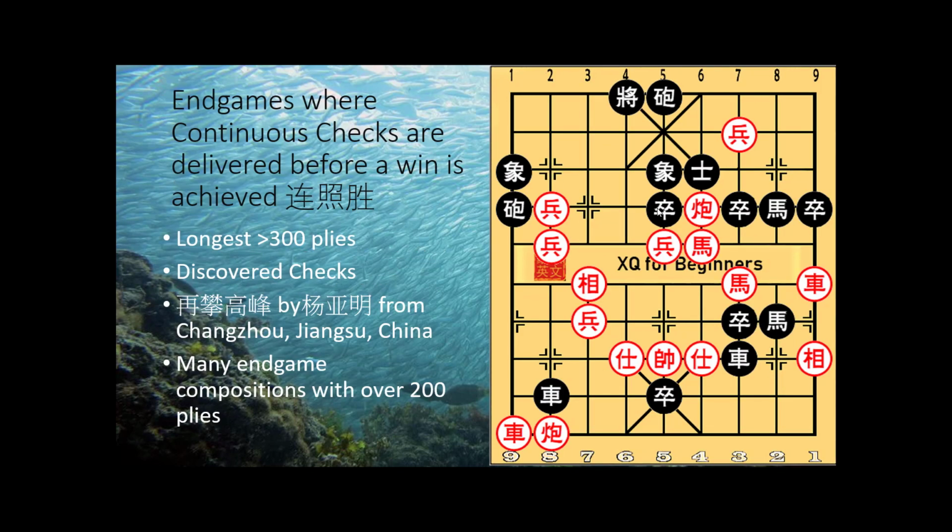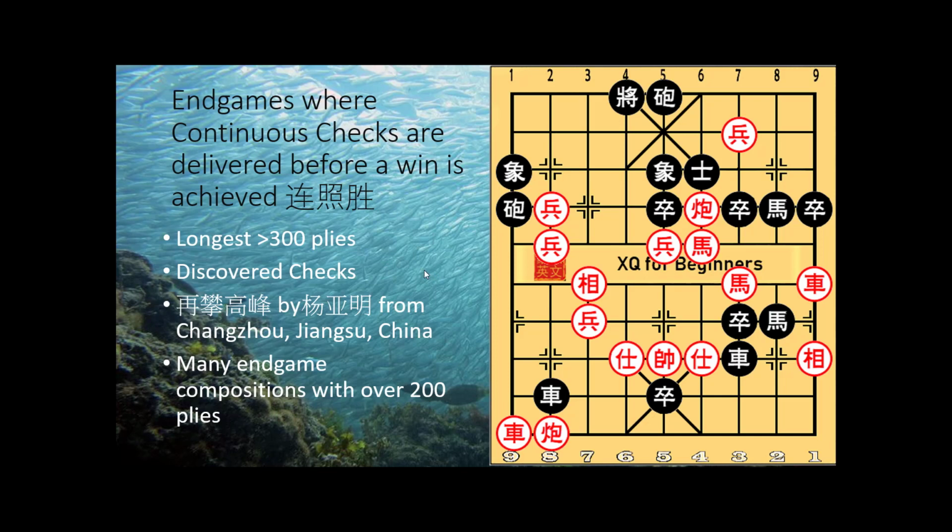For endgames whereby continuous checks are delivered before a win is achieved, the longest one that I have managed to find was over 300 plies long. So this was the position given, and there are many tactics, and most of them include discovered checks, maneuvering with discovered checks so that other tactical combinations can be used.